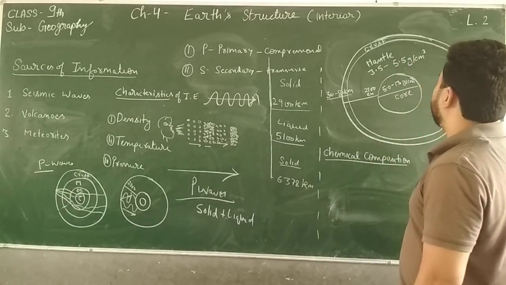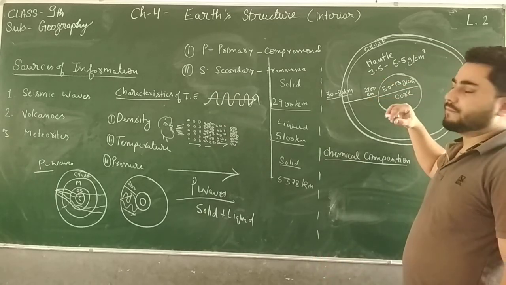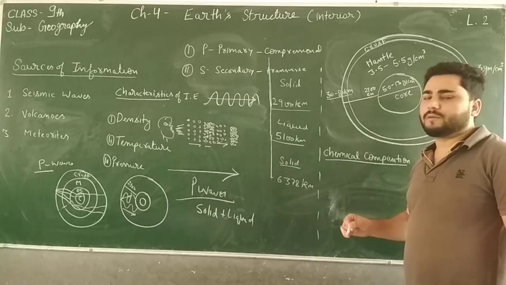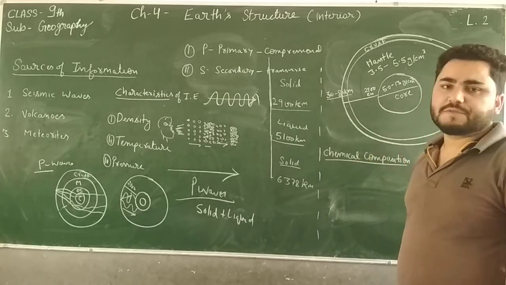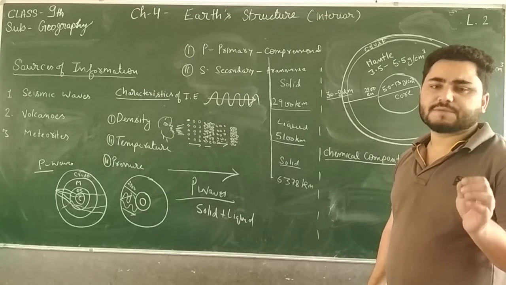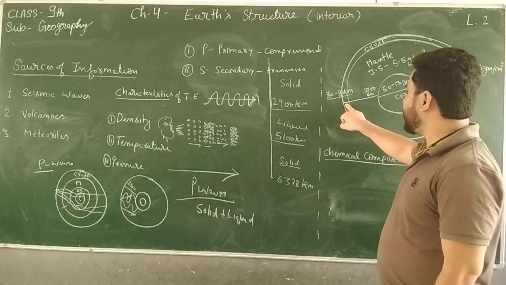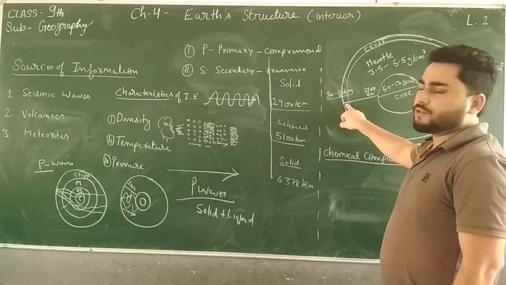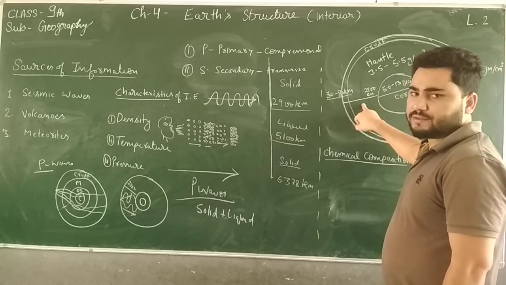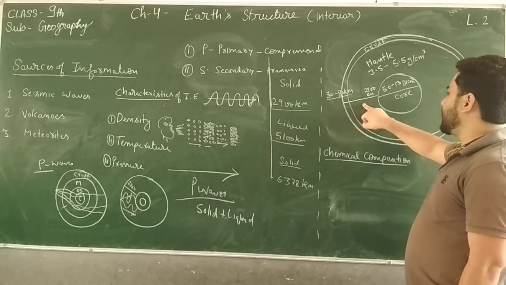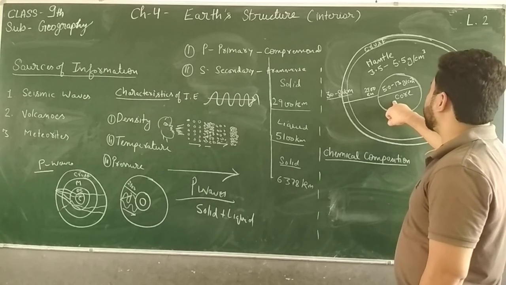Why? Because the density of this material is increasing. The denser the material or medium will be, the faster the seismic waves will move. Seismic waves will move faster in a denser medium. So as seismic waves are moving slowly here, it means this medium is not dense. As they are moving very fast here, it means this medium is dense. And as they are moving very fast here, it means it is a very dense medium.